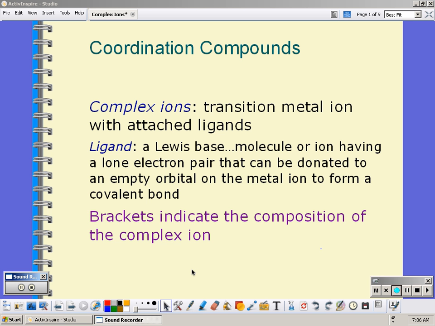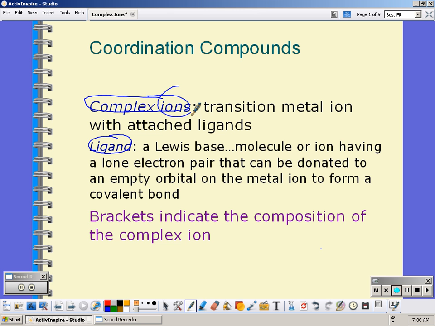A ligand is a Lewis base, which means it can donate an electron pair. It's a molecule or ion having a lone electron pair that's donated to an empty orbital on the metal ion to form a covalent bond. Make sure that you know the definition of ligand, make sure you know the definition of a complex ion, and just the word ion itself.